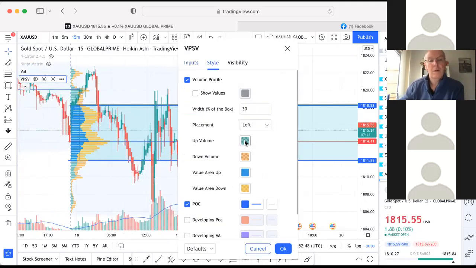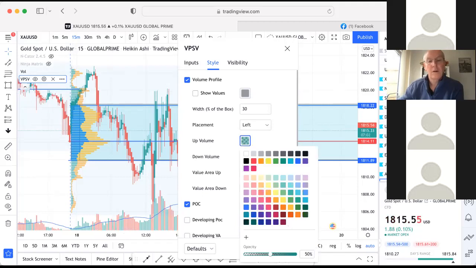So up volume is where I've got here. I've got sort of a slightly greeny color. That's this up volume, and I can make that a darker color by changing the opacity here. So you can see it's gone to a dark green now. I prefer it slightly paler so that it is clear where the value area starts.